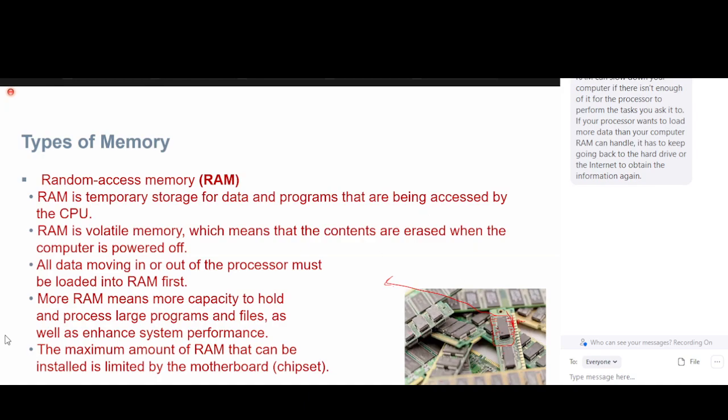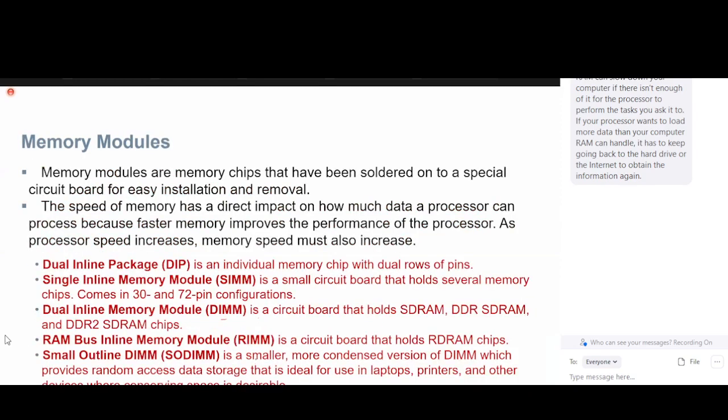If there is only one side connection, that is a single inline module. SIMMs are older, but now we have DIMM memory, which has SDRAM or DDR SDRAM or DDR2 SDRAM. Rambus inline memory module or RIMM is a circuit board that holds the read-write memory chip. A small outline DIMM or SODIMM, this is pronounced as SODIMM. I just showed you that I have SODIMM on this computer.